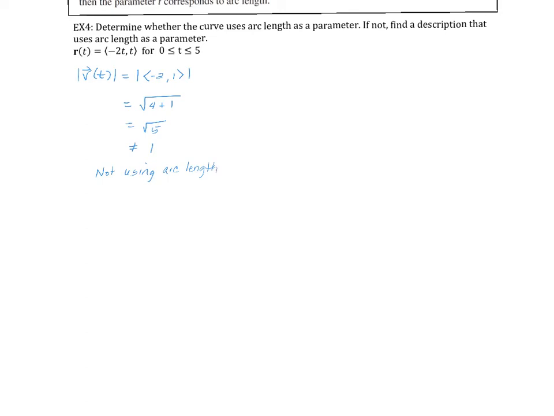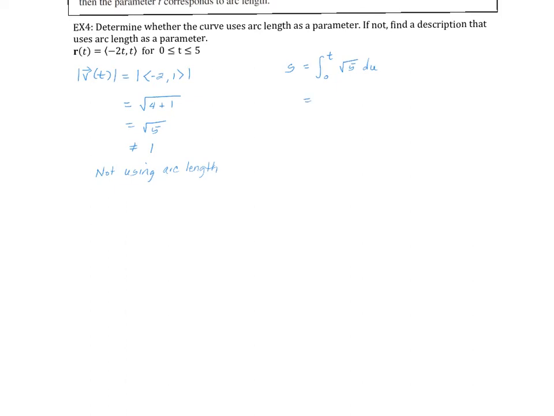So how would I describe this curve with arc length as a parameter? Well, I'm going to use that integral that's in the box above. So arc length, I'm just going to use s, not s of t because I'm lazy. It's going to be equal to the integral. In our case, our t values go from 0 to 5, so I'm starting at 0. I'm looking at my t values. The magnitude of the velocity, I've already computed as the square root of 5 du.